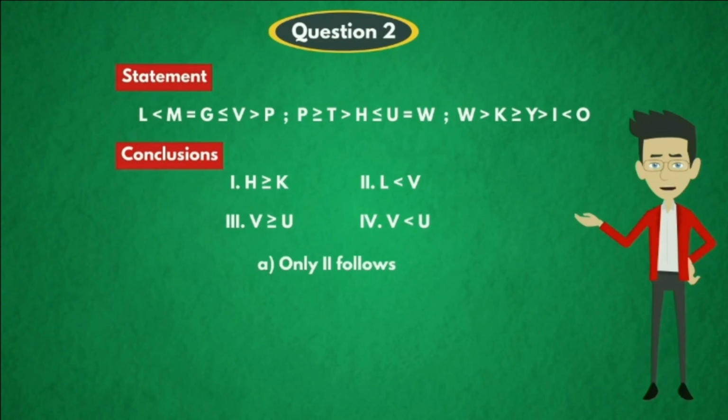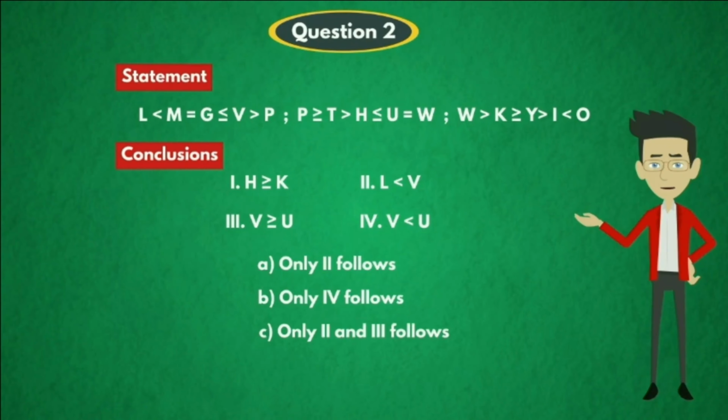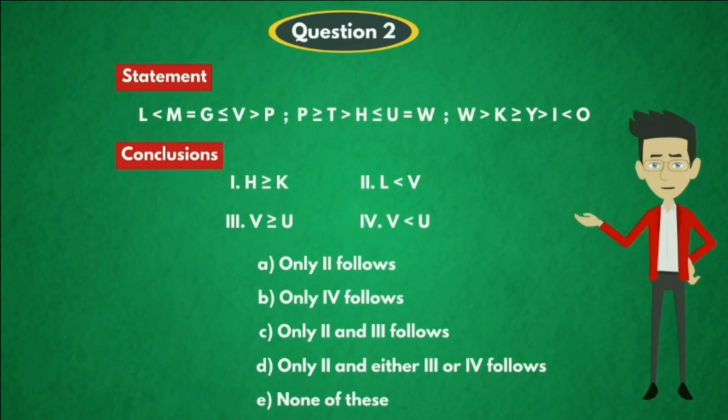Options. Option A. Only 2 follows. Option B. Only 4 follows. Option C. Only 2 and 3 follows. Option D. Only 2 and either 3 or 4 follows, and option E, none of these.